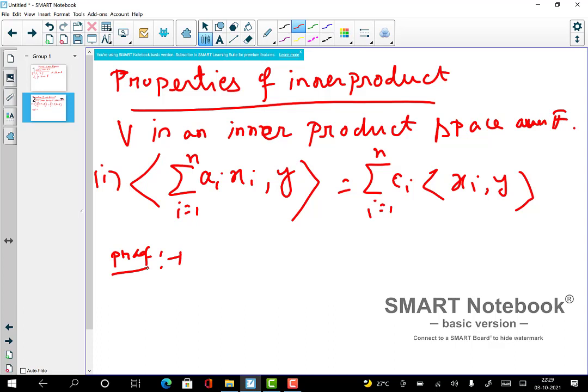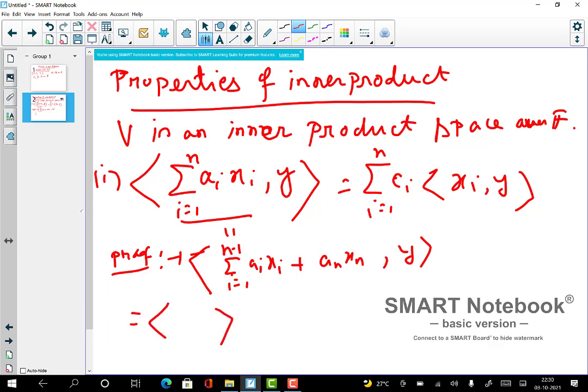You use the property of inner product, linear in the first argument. So you can write the sum till n minus 1 as one element, and sum with another element, which is the nth element. But you know that this is linear in the first argument, so you can have two inner products: the last one is an times xn with y, and the first one is the sum till n minus 1.